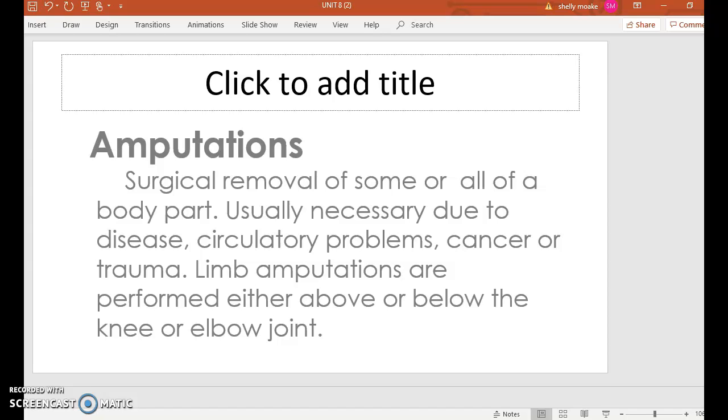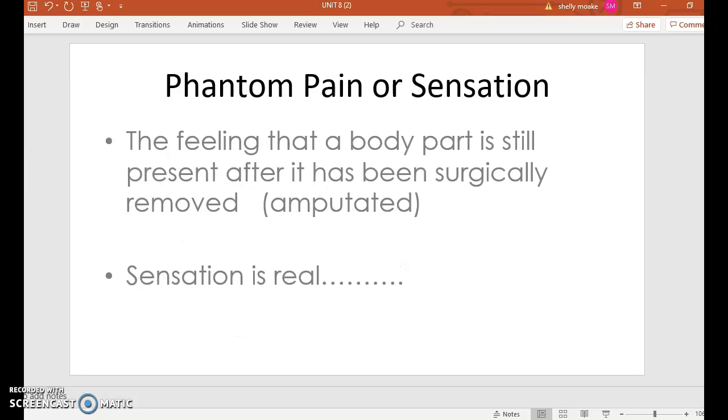Limb amputations are performed either above or below the knee or the elbow. It's commonly referred to as BKA, below the knee amputation, or AKA, above the knee amputation. You'll see that abbreviation a lot. Phantom pain or sensation is the feeling that a body part is still present after it has been surgically removed or amputated. The sensation is real. They really do feel like it's still there. And the pain is real, and they will actually give pain medicines to treat the pain.